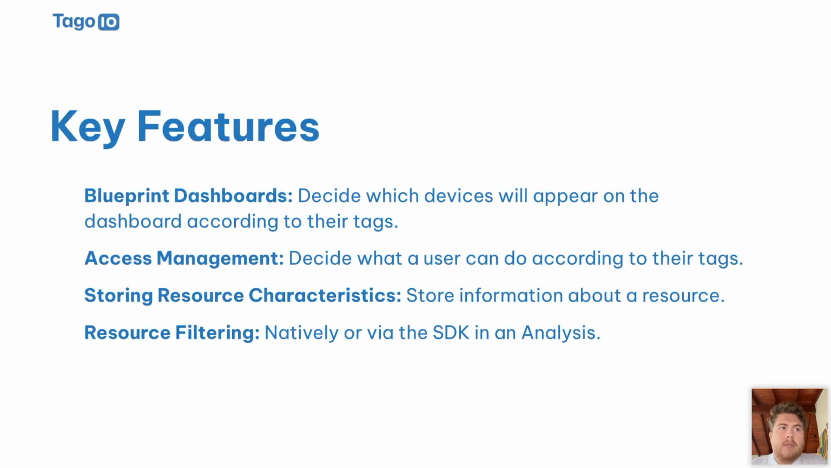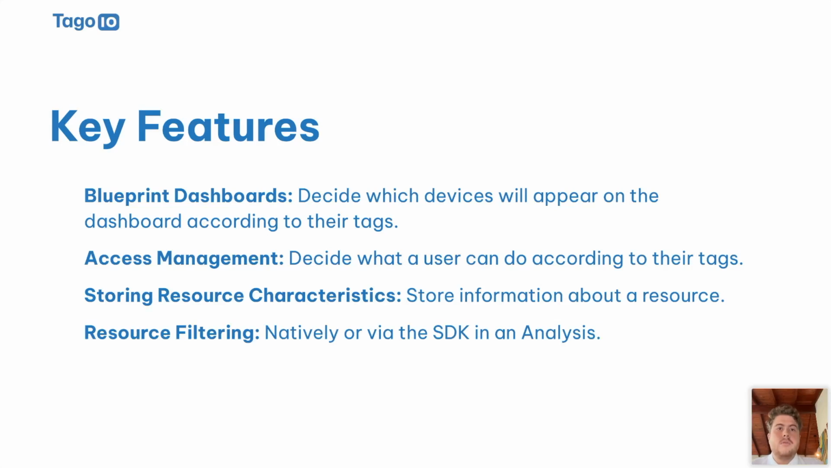So here are some of the key features. There are a lot more, but one of them is, as I mentioned, the blueprint dashboards. So you'll be able to decide which devices will appear on the dashboard according to their tags. The access management, where you'll be able to decide what a user can do according to their tags.